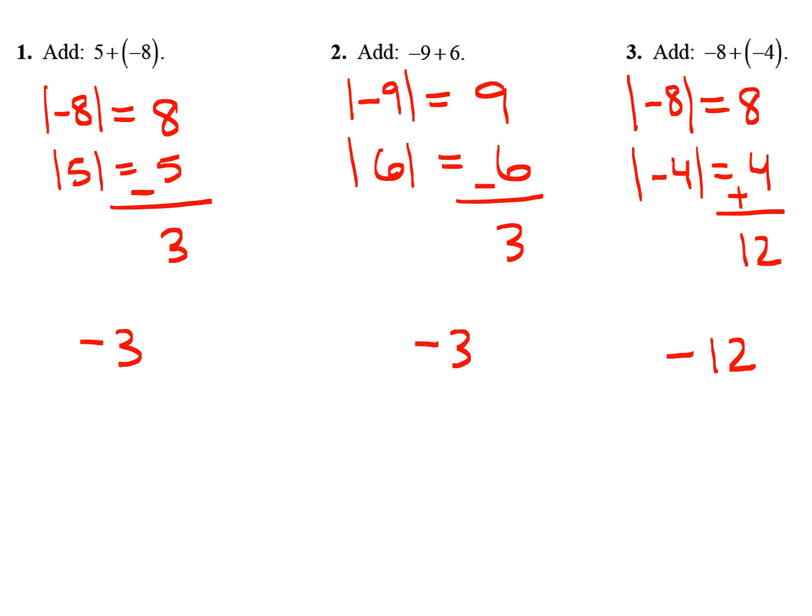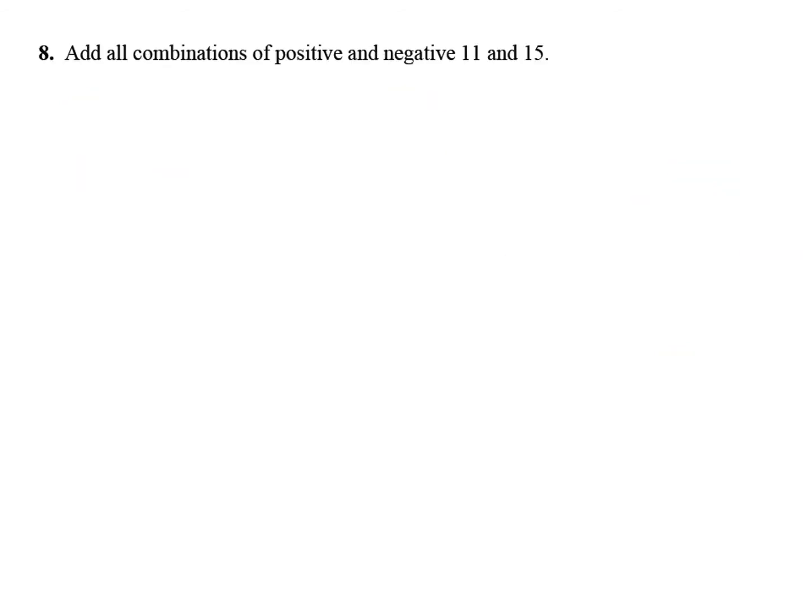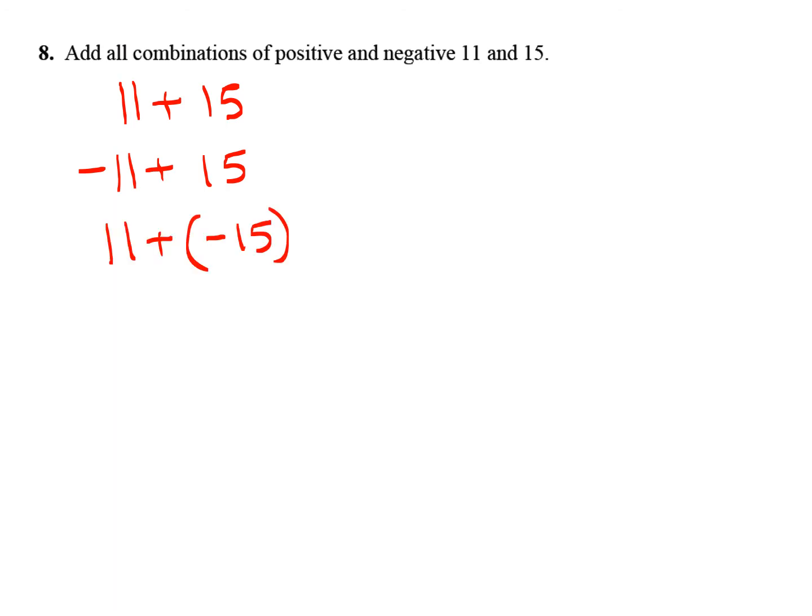All right, so number 8. Here it is. Just for practice's sake, can we add all combinations of positive and negative numbers of 11 and 15? So the combinations are positive, positive; negative, positive; positive, negative; and then negative, negative, right? Those are the 4 combinations that you have. So let me set it up for you already. So here's your positive, positive case. And then here's your negative, positive. Let's switch it around. Let's go positive, negative. And then let's go negative, negative.